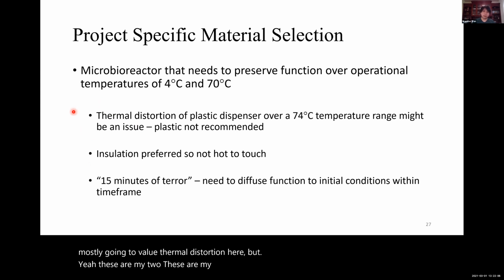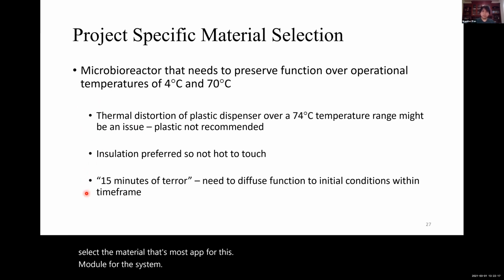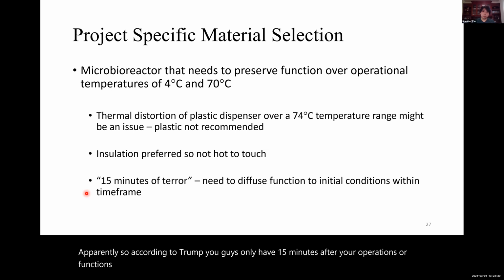These are the primary limits I have to work with as I try to select the material that's most apt for this module or system. The other thing I'm given is the 15 minutes of terror. According to Dr. Trom, you only have 15 minutes after your operations or functions are finished to return whatever is inside that vessel to its initial conditions.